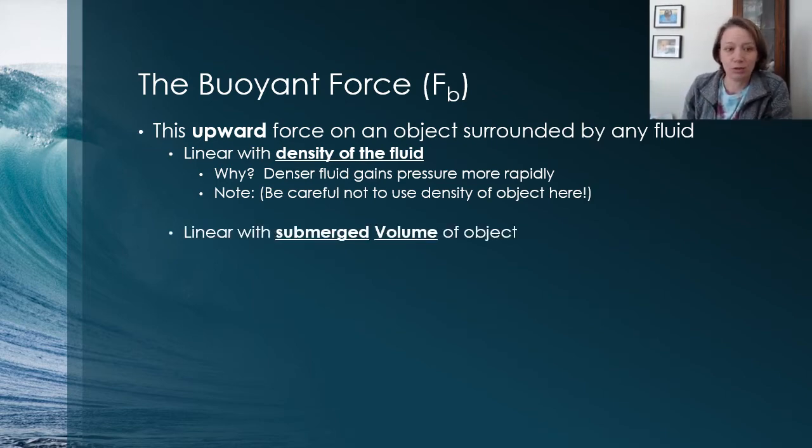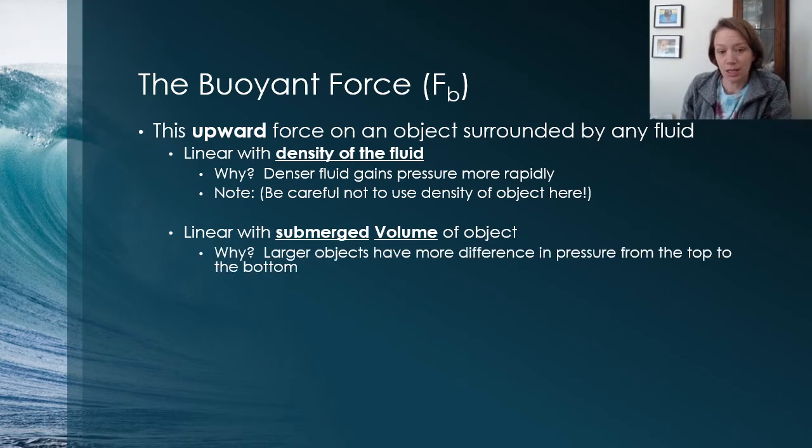The second variable in this equation is the volume of the submerged object. And the reason why is because a bigger object with more volume is going to also have a bigger difference in pressure, because there's going to be more space between the top of that object and the bottom just based on its size.